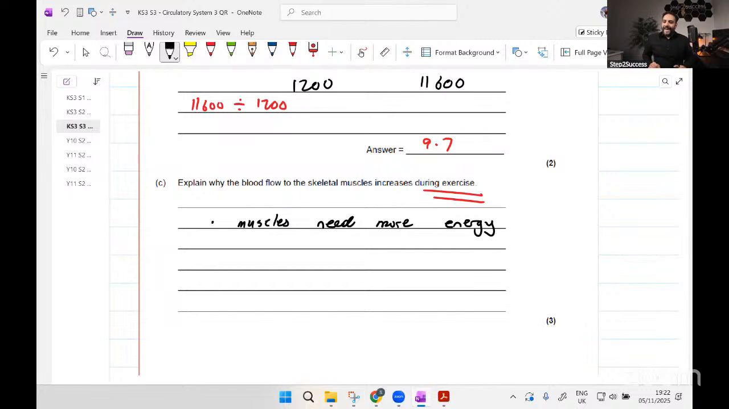But how do we get energy? Energy comes from that process called respiration. Respiration requires two main things, oxygen and glucose, to get to your muscles. And how does oxygen and glucose get to your muscles? It goes through the blood. So when you're exercising, what happens is your blood flows faster so that we can get more oxygen to your cells.